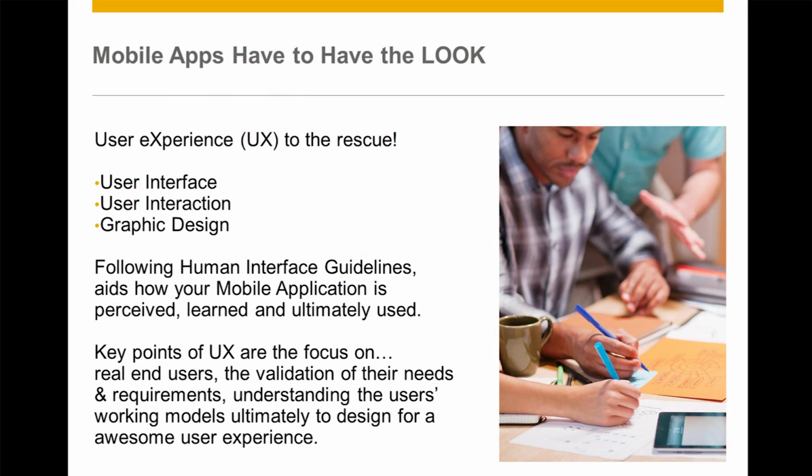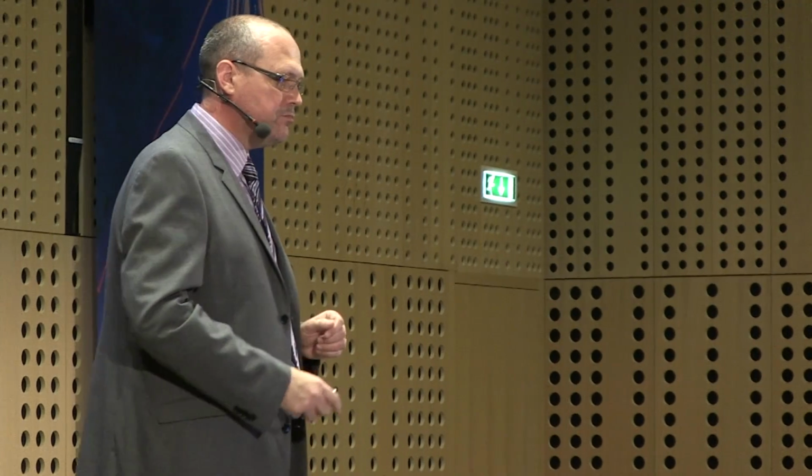So the key point about UX is all around following guidelines. Now, whatever mobility platform or mobile platform you go for, you'll have something which is termed a human interface guideline. And it helps the prosumer and the new user with how the app's perceived, learned, and ultimately used, because if you're an iPad user, an iPhone user, you know how to use it. You want an app to run the same way. If you're an Android user, you know how that works. You want the apps to run and look the same way. The key point of UX is the fact that you need to validate the user's needs and design for some awesome user experience.